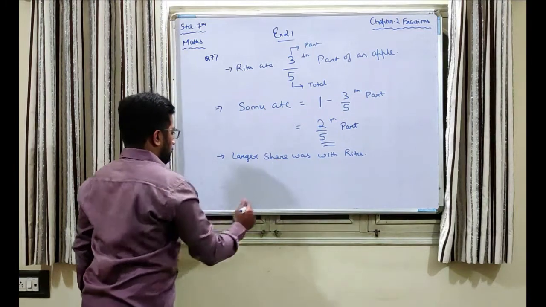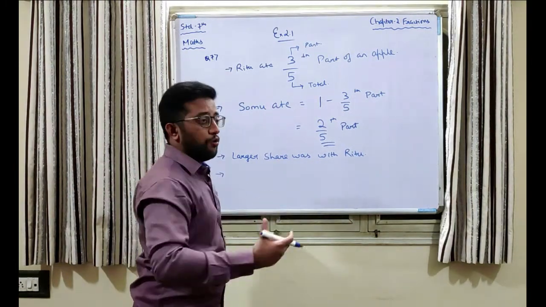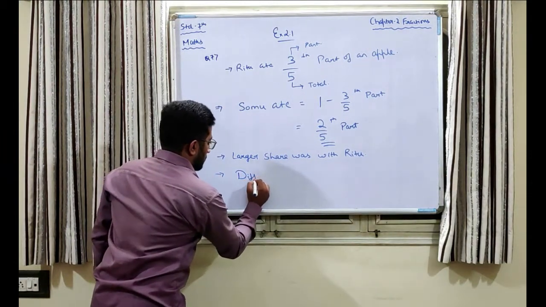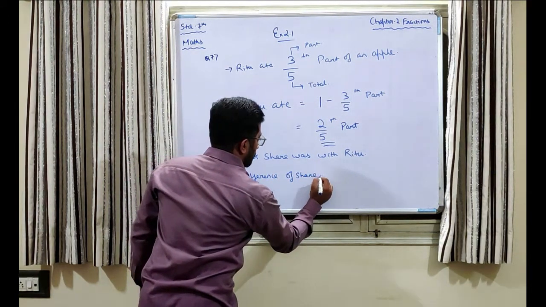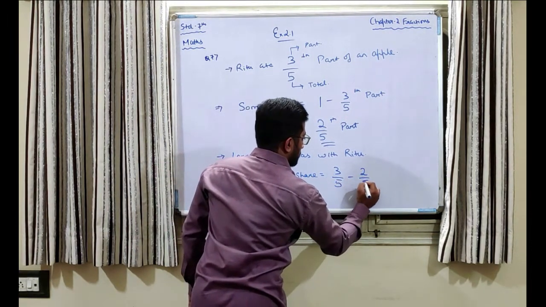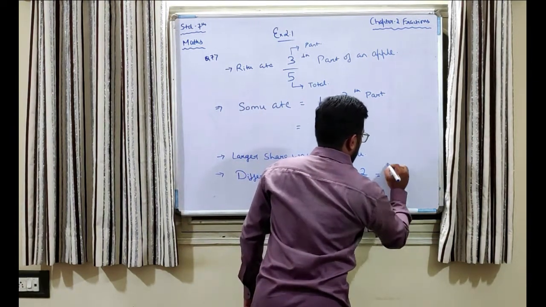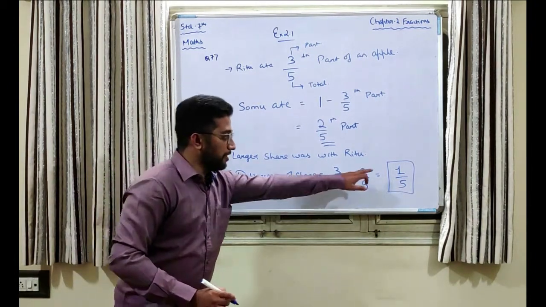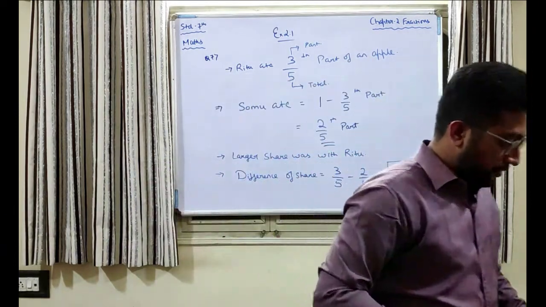Okay, now they have also asked you the difference, that is how much more Ritu ate than Somu. So let us find out the difference of share between Ritu and her brother Somu. So 3 minus 2 will give you 1/5. Okay, so Ritu ate 1/5 part of that apple more than Somu. So please make a note.